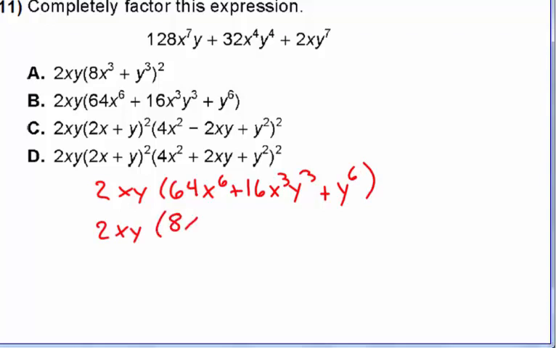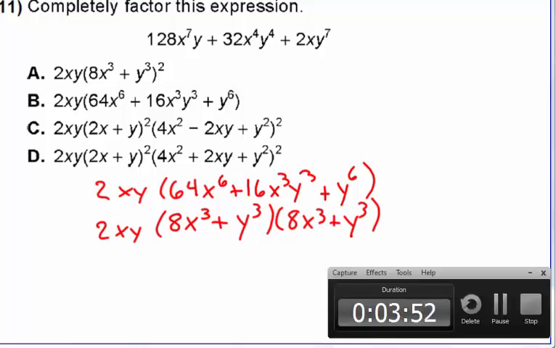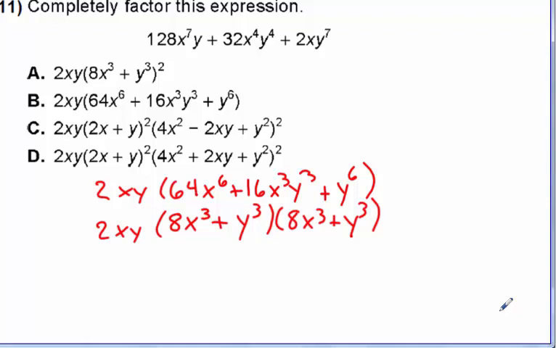So we'd have 8x to the 3rd, just cut it in half, plus y to the 3rd power. So 8x cubed plus y to the 3rd power. Perfect square trinomial. Now we have to go back to the sum of cubes again, because we've got something cubed plus something cubed.